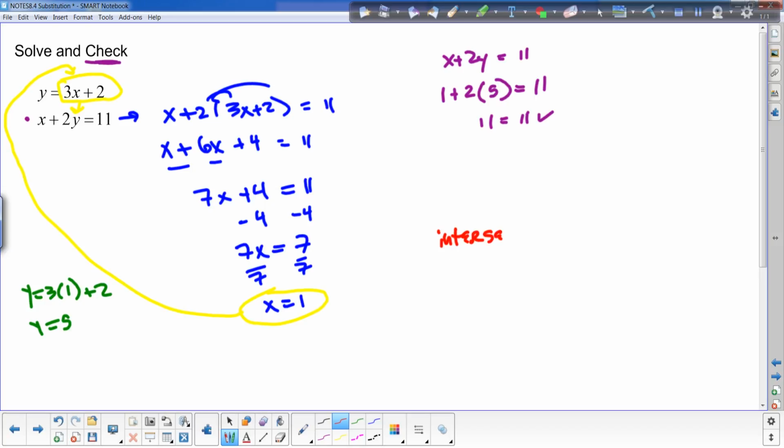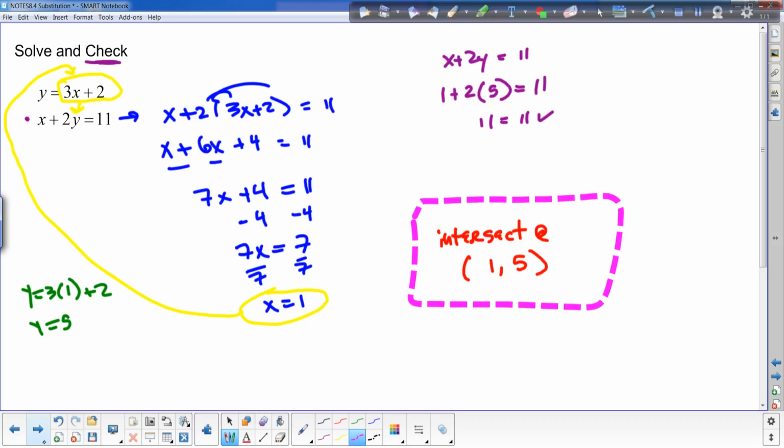We're trying to find where the two lines intersect without actually having to graph them. They intersect at 1, 5. That's what we just found. We're always trying to find where they intersect.